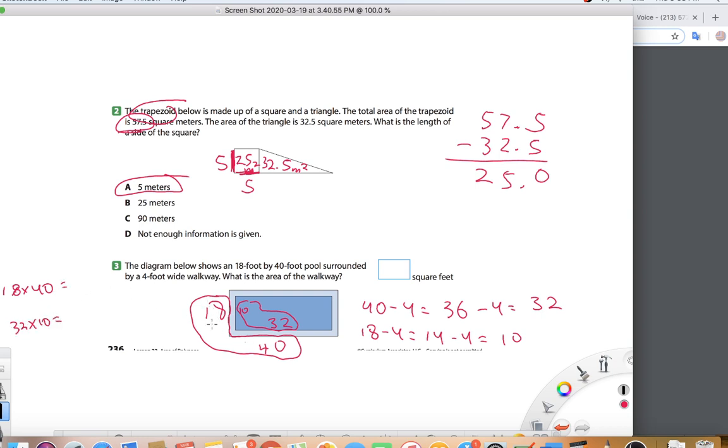Now for the first area, 18 times 40. 18 times 4, it's 72. Then we just add a 0 after that, so it's 720. For here, 32 times 10, we just add a 0 to the 32, so it's 320. Now we're going to subtract 720 minus 320.